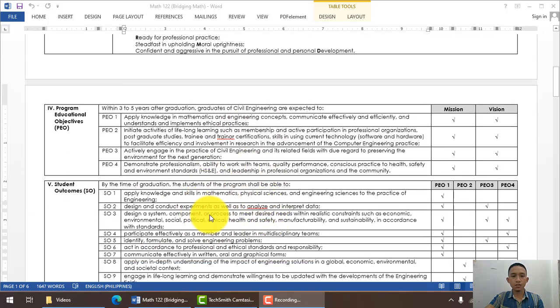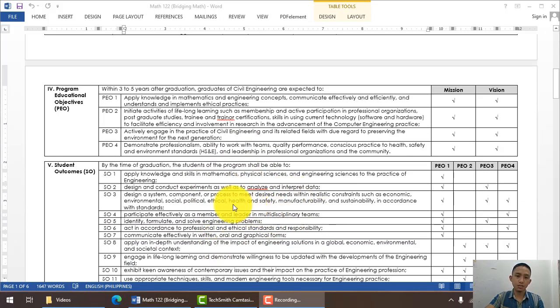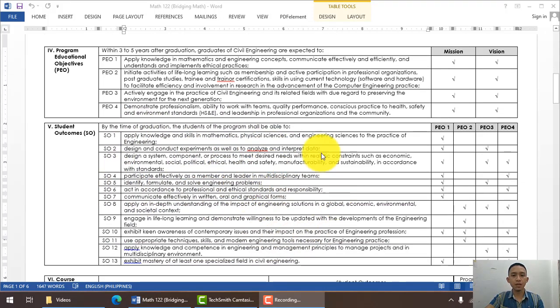Okay. So student outcomes. So this is again what is expected of you as a student in finishing this program. Okay, you will finish your program civil engineering or other engineering programs. So these are your outcomes. These are the expected outcomes that you will be showing us if you will graduate your program. Okay, you can read that one.